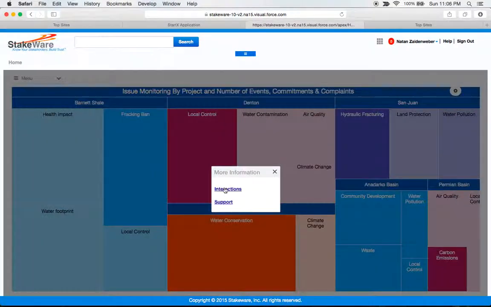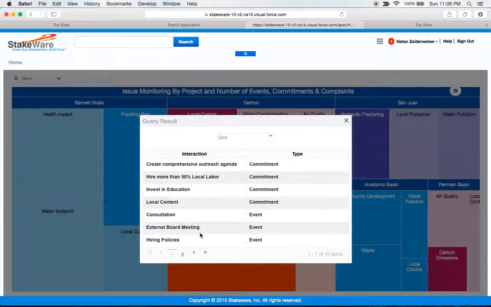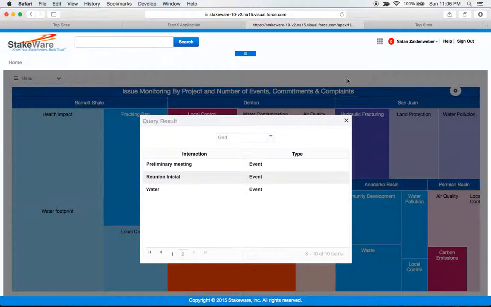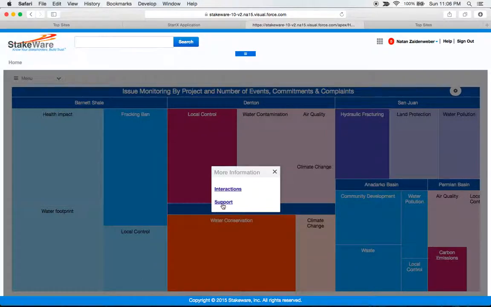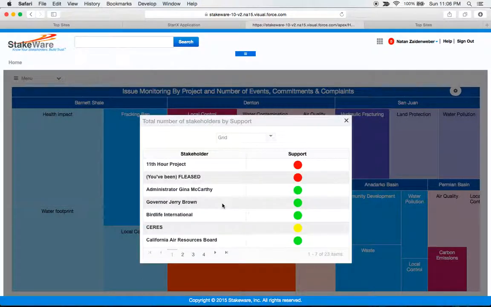I can drill down into the issue and look at the number and detail of the interactions that I've had on that particular issue. I can also see the level of support I'm enjoying from my various stakeholders on the issue itself.